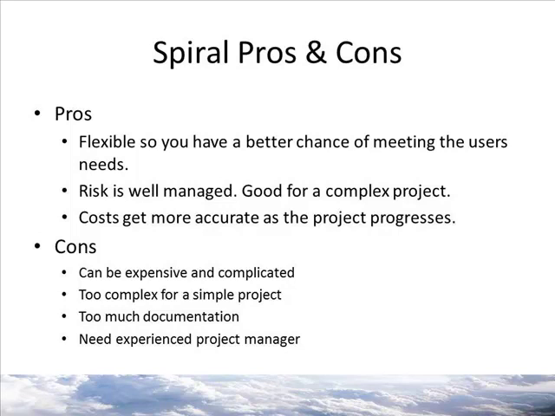Cons. The spiral model can be expensive and complicated. It already looks complicated with those big spirals, and how are they all going to feed together? It's too complex for a simple project. If you're going to do something simple, why would you overload yourself with this complex methodology? Too much documentation. People didn't like that there was so much documentation and you have to do one at the end of every spiral, and it's a lot of work. And this kind of methodology calls for a really experienced, smart project manager that can manage all the complexity of integrating the spirals together.